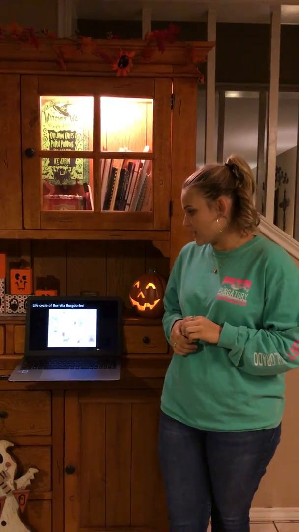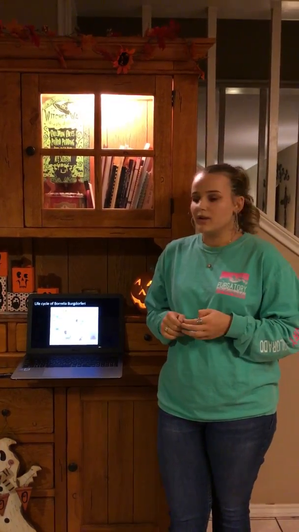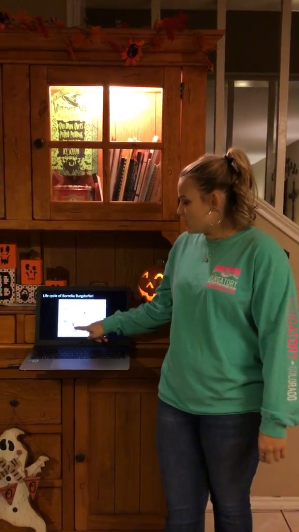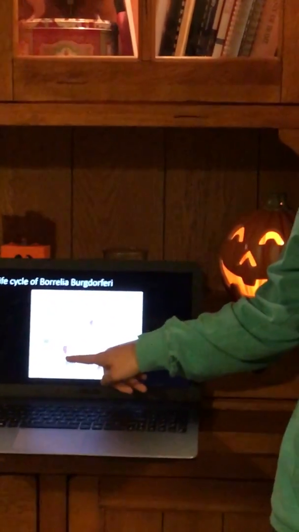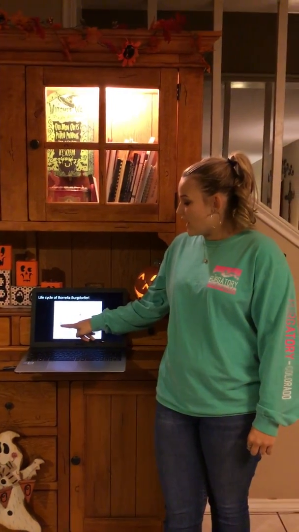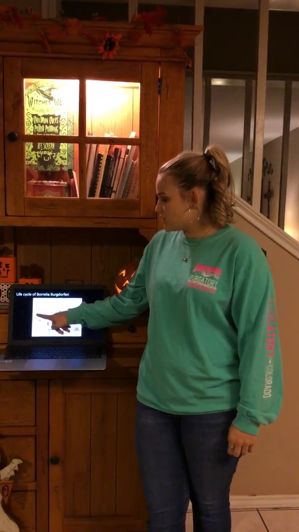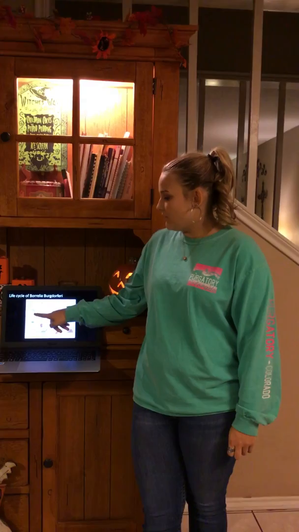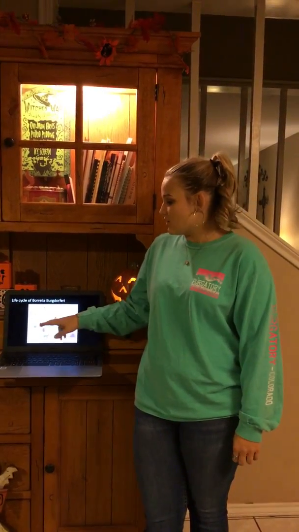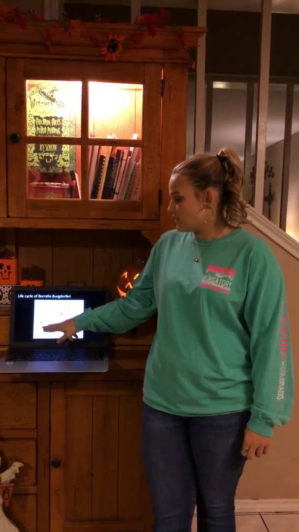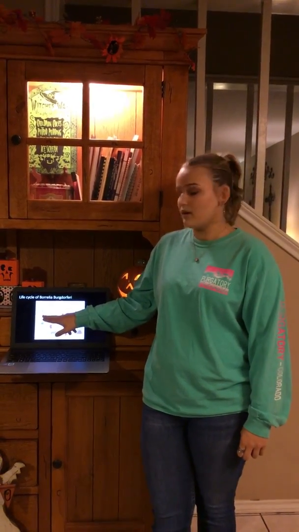So here we have a life cycle of the tick and Borrelia burgdorferi. So here it shows the full grown tick and that it lays its eggs, and the eggs are not infected with the spirochete bacteria, and then it grows to a larva, and that larva feeds on its first host, and the hosts are infected with the spirochetes from previous ticks. So then the tick that wasn't infected is now infected because it fed off of the host.